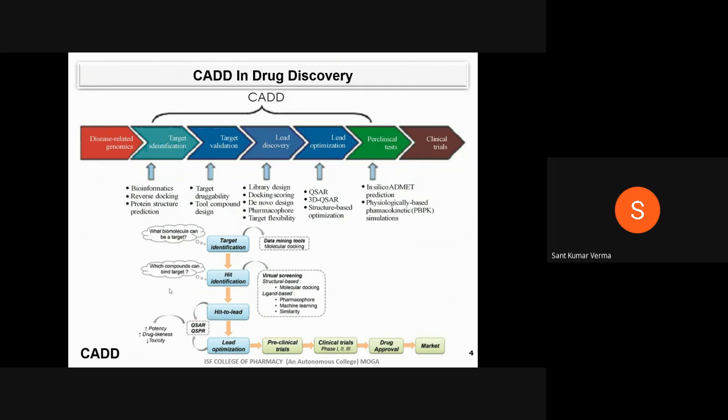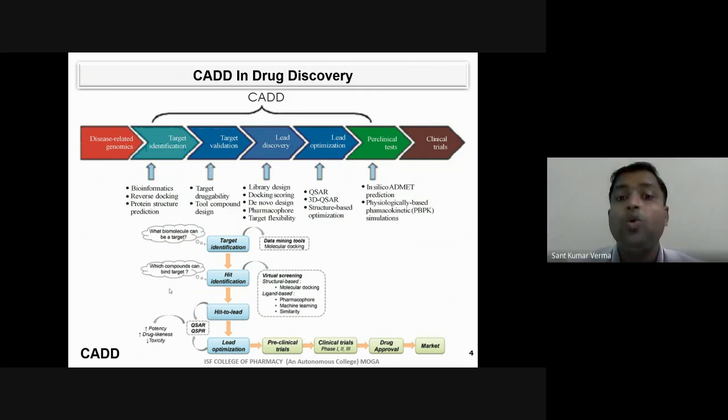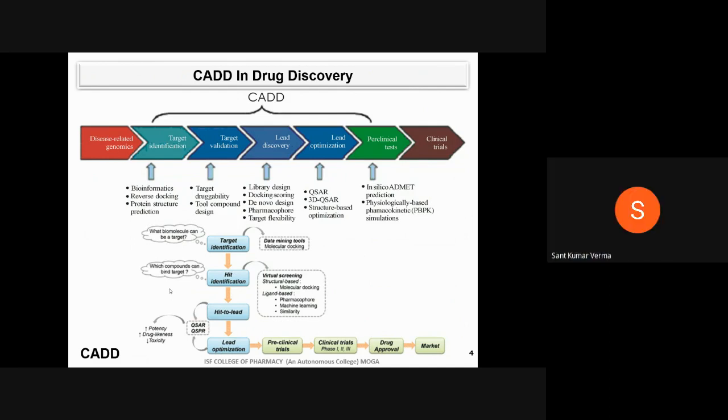We can also predict the in silico ADMET using computer-aided drug design tools. We can also perform physiologically based pharmacokinetic simulation. We can divide the body into different compartments and estimate or determine the blood flow as well as the concentration of drug in a particular compartment using computer-aided drug design tools. So we can hasten the drug discovery process in every step, and we can reduce the cost of a drug using computer-aided drug design tools.